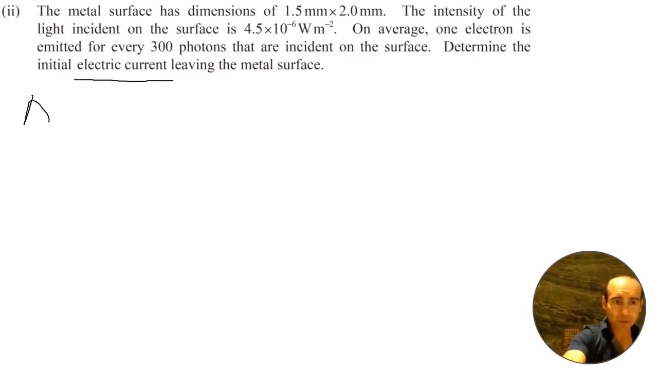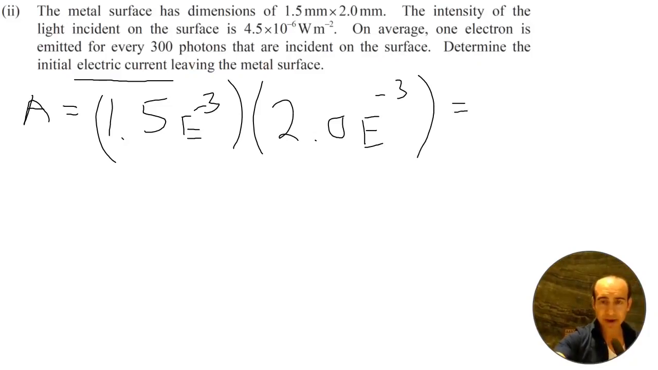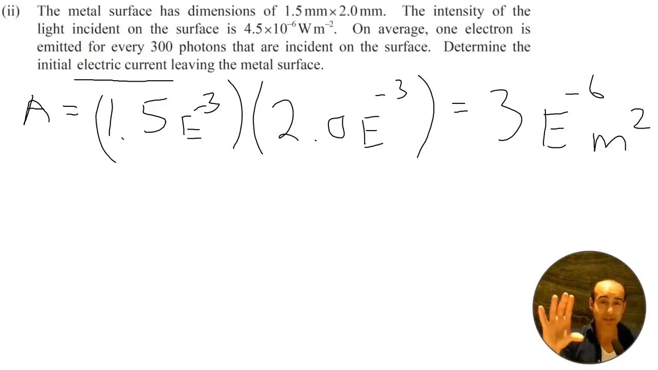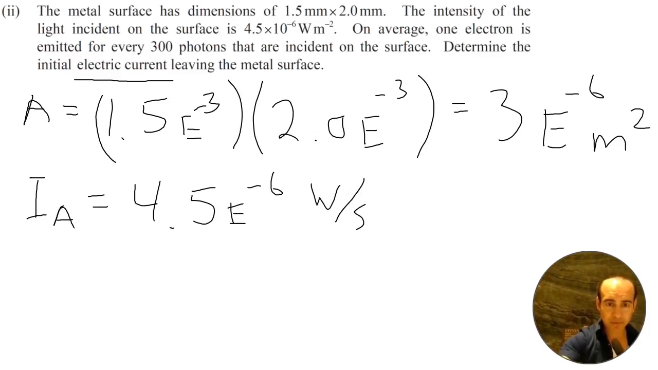Right off the bat, we know we're going to need the area. So the area is 1.5 and 2.0, and again we want to convert these to meters, e to the negative 3, and that will give us an area of 3 e to the negative 6 meters squared. Now, why is that important? The intensity it gives us is in watts per meter squared, so this is an intensity on a per meter squared basis, based on the area. That's going to be 4.5 e to the negative 6, watts per meter squared.